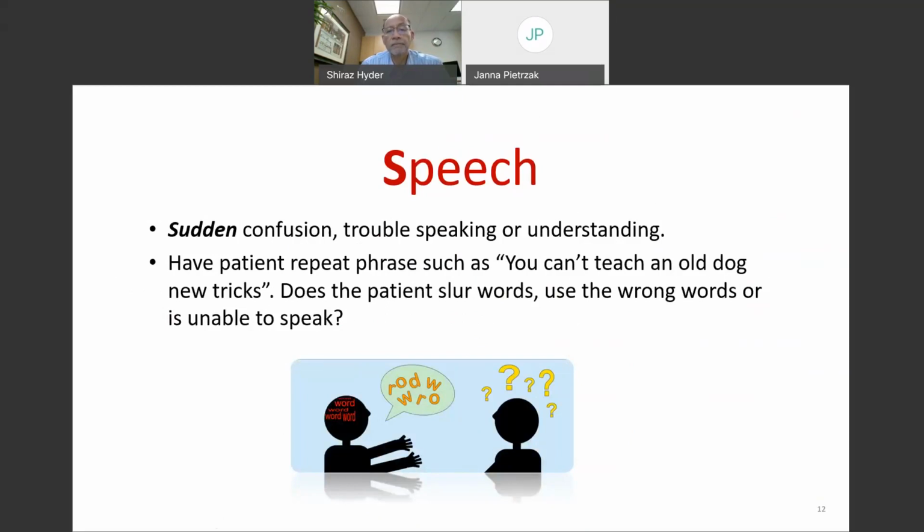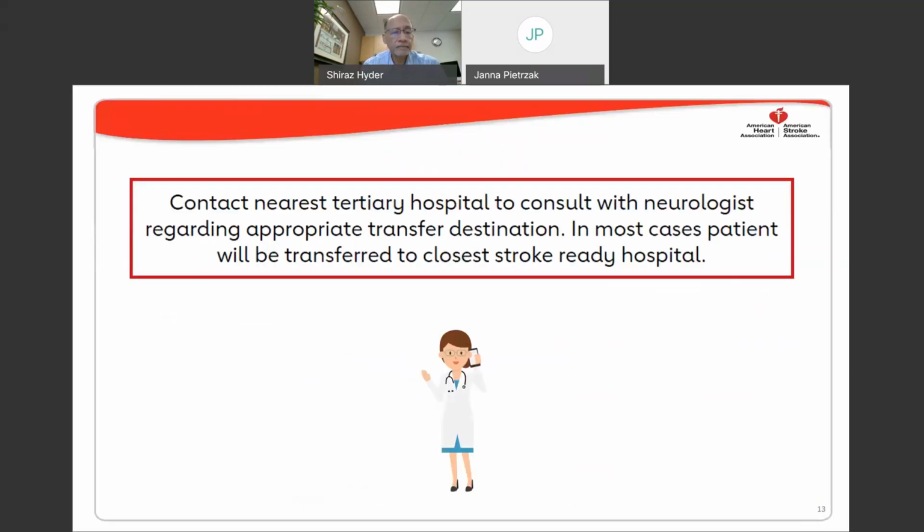To look for any understanding or comprehension, you can ask them to do something for you, such as close your eyes or show me your right hand, and see if they can follow your command. So that's important. Under S is looking for any speech difficulty. And T, of course, as you know, is for time is of essence.